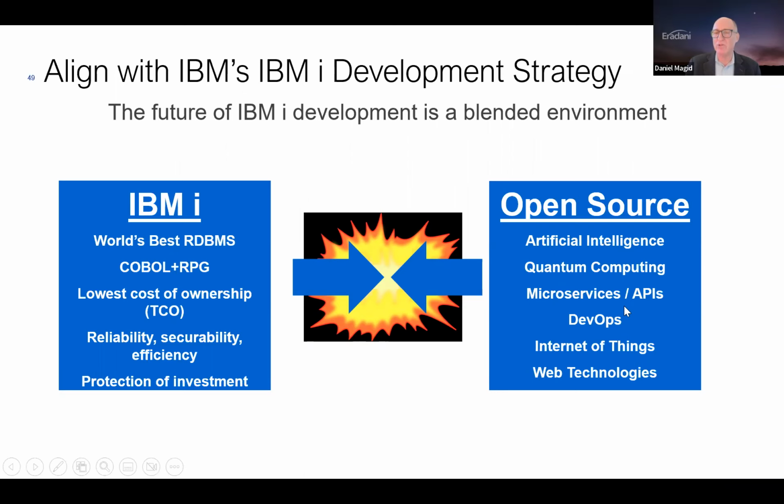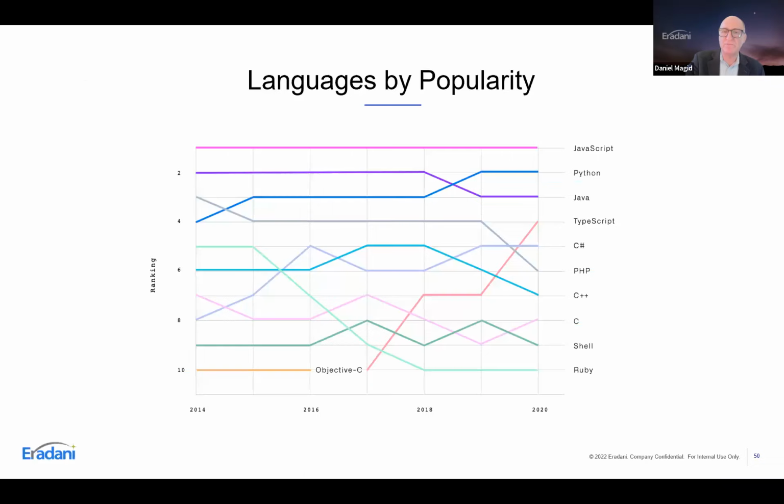And you see over here on the open source side, we're talking about API development on the open source side, because it's really where all the activity in API development is going on. It's going on in open source languages. And you can do them both on the IBM i.